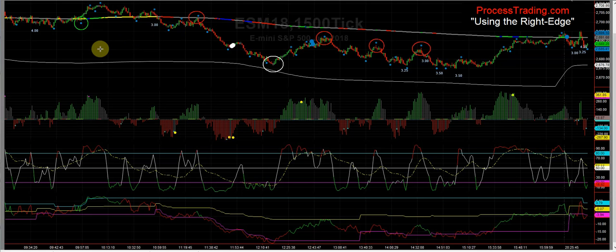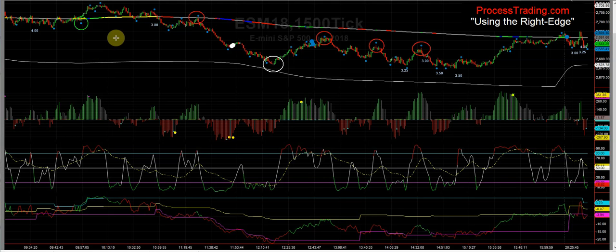And also, I hope that your system helps you identify good opportunities like the processtrading.com right edge system does. Now, what happens in the process.com system is that it will pick out the high probability trades, and then it will give you the trade management that you have to implement to be successful with it.